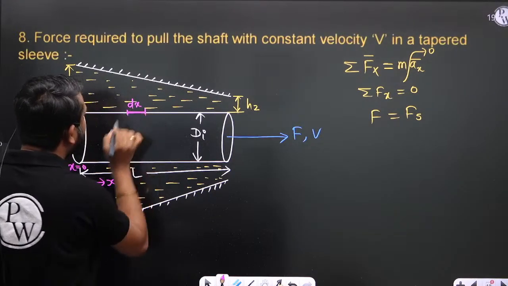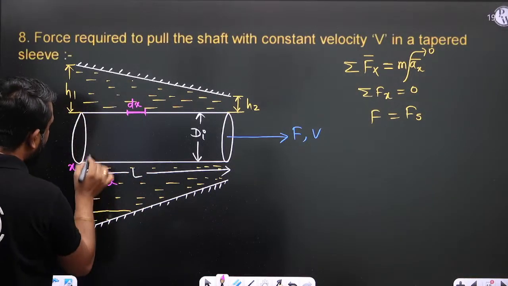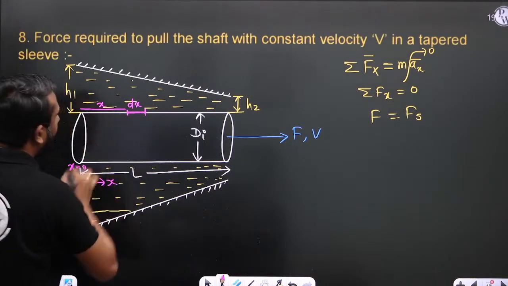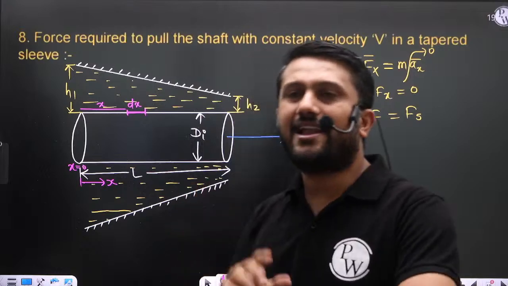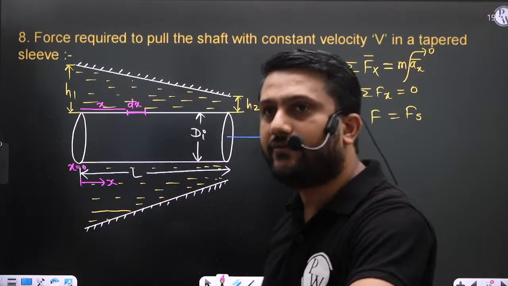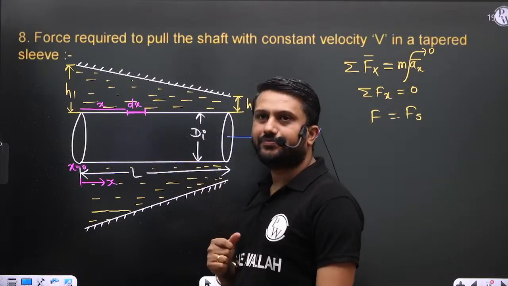So let us consider this dimension is dx. At a distance x, I'm considering a small element, that is dx. First calculate the shear force experienced by this small element, right?